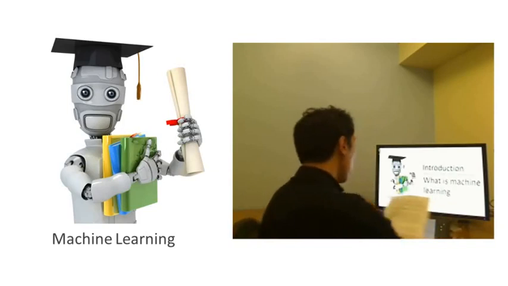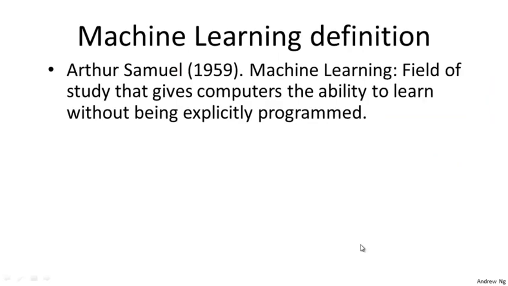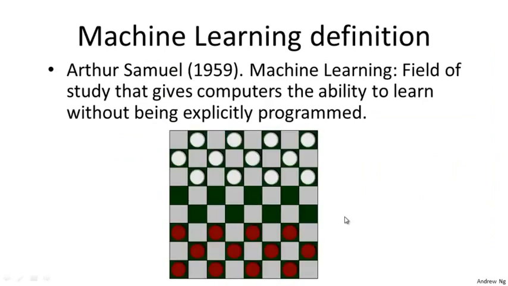Here's the definition of what is machine learning that is due to Arthur Samuel. He defined machine learning as the field of study that gives computers the ability to learn without being explicitly programmed. Samuel's claim to fame was that back in the 1950s, he wrote a checkers playing program. And the amazing thing about this checkers playing program was that Arthur Samuel himself wasn't a very good checkers player.